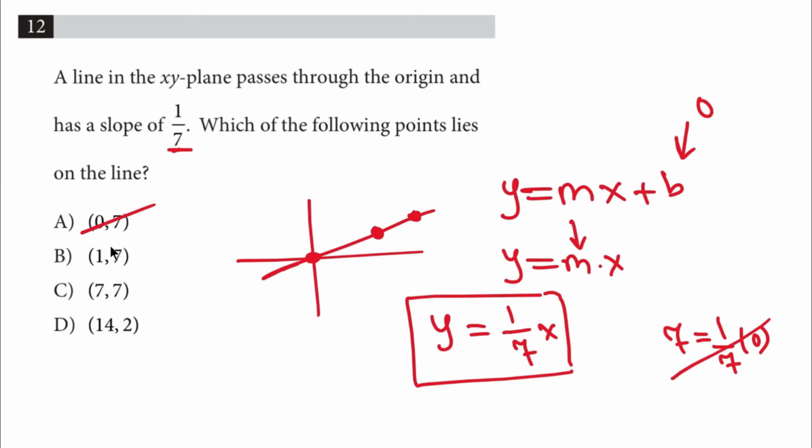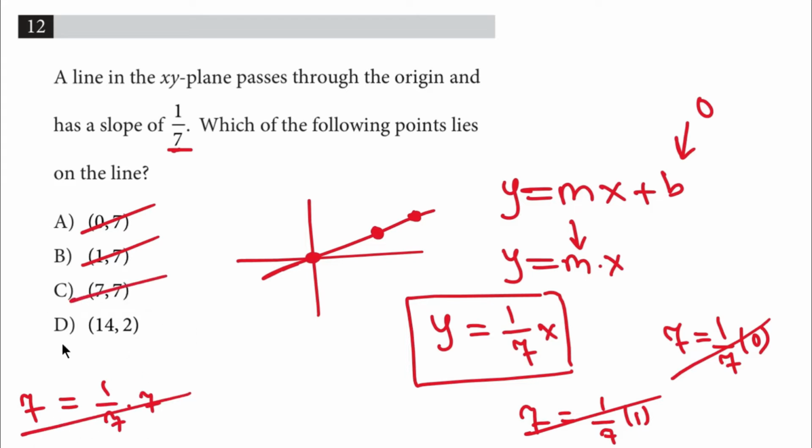Now let's see B. 7 is equal to 1 over 7 times 1. Well, that's also not correct, so B is not correct either. Now let's see C. 7 is equal to 1 over 7 times 7. Doesn't make any sense, therefore C is also wrong. And let's try D. 2 is equal to 1 over 7 times 14. Well, this is perfectly correct. 1 over 7 times 14 is 14 divided by 7, and it is equal to 2. Therefore, D is our correct answer.